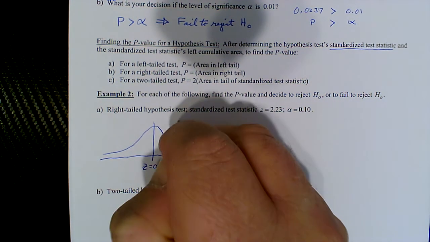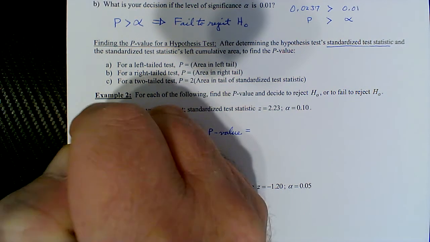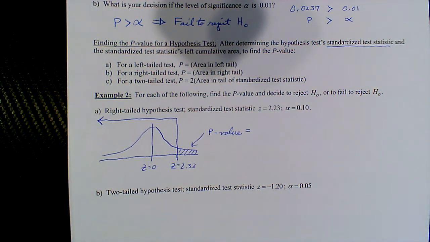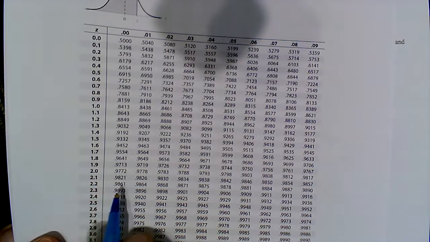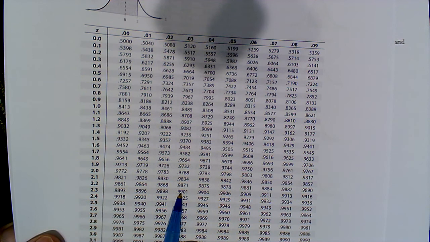But to find that area, we first look up the left cumulative area. So this is where we go to Table 4, and we should all be familiar with this, but let's flash it quickly one more time. 2.33 for a z-score, there's 2.3, intersect that with 3, 0.9901.